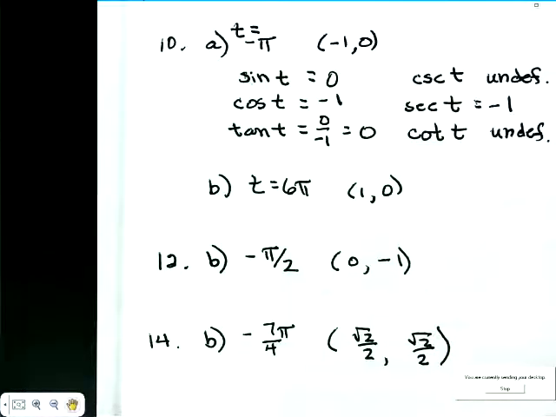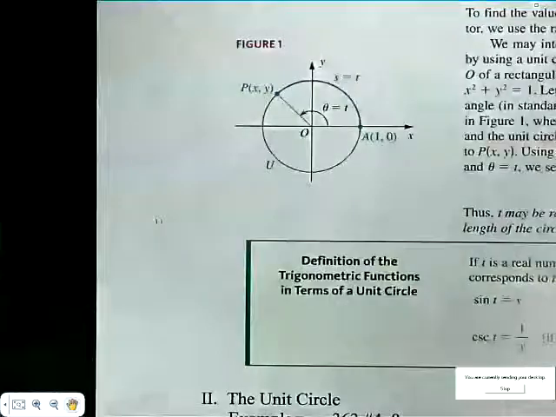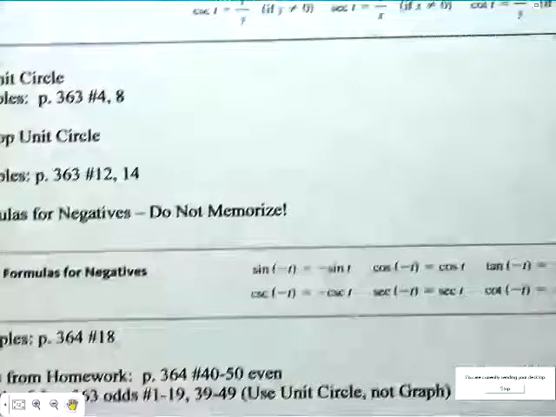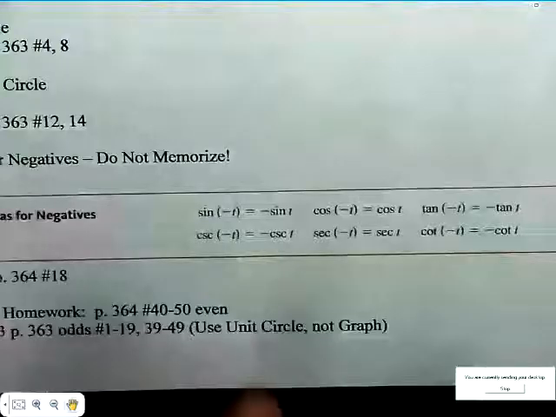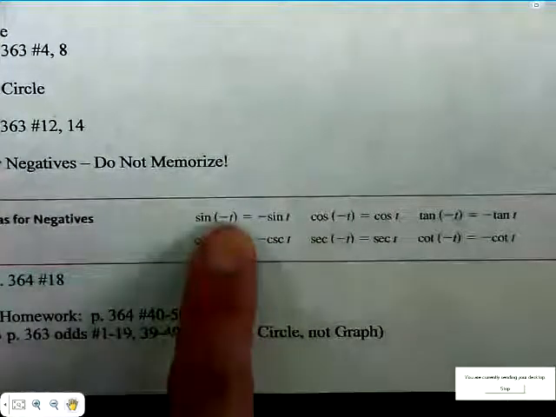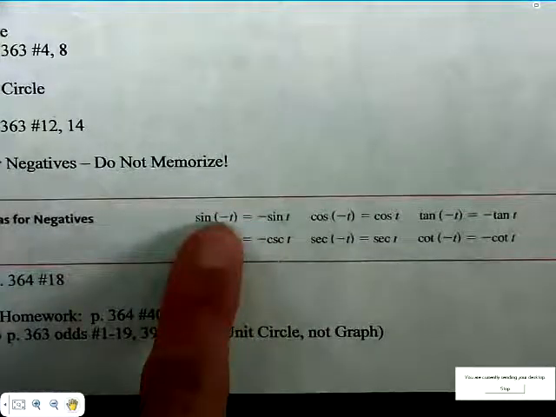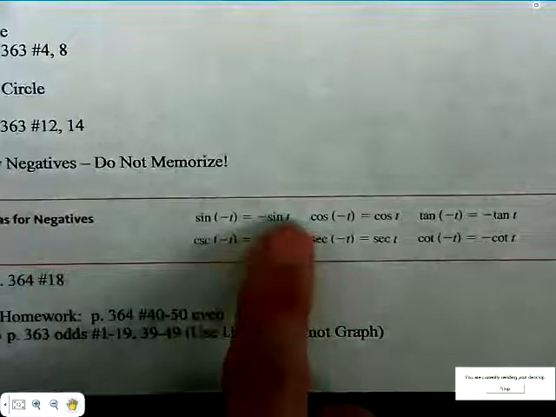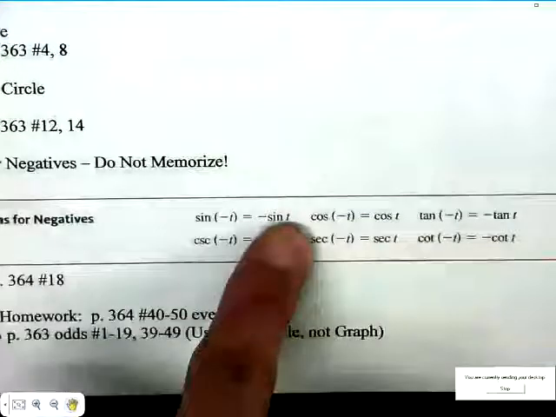17 through 20 say use formulas for negatives. Let's talk about these formulas for negatives for a second. These you absolutely don't memorize. Think about what this is saying. The sine of -t, that's t radians clockwise, is the opposite of the sine of t radians counterclockwise.